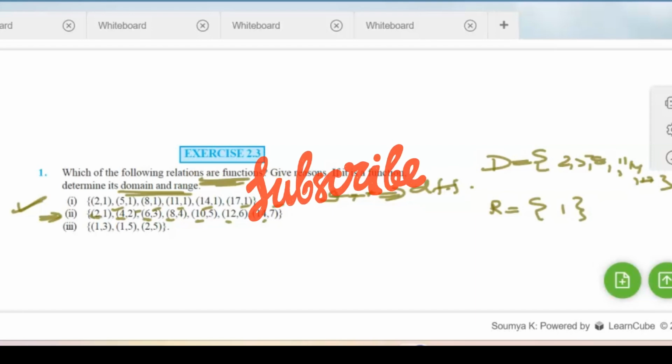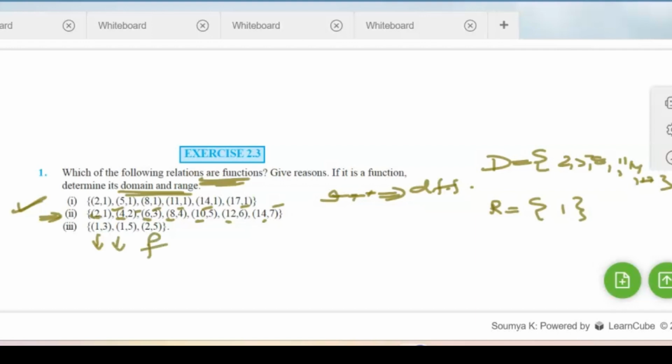Okay, that is the range. Now the third question is 1, 3, 1, 5, 2, 5. In this case, you can see input is repeated. 1 is repeated 2 times. So input should not be repeated. So this is not a function, because a repeated input cannot be a function. Hope you understood how to do this type of question.